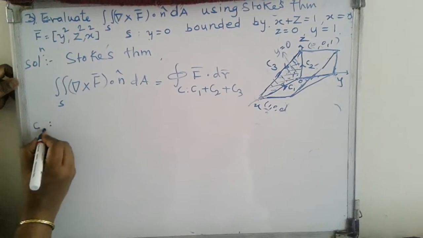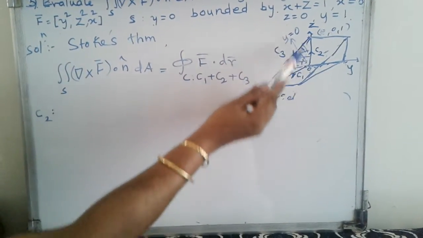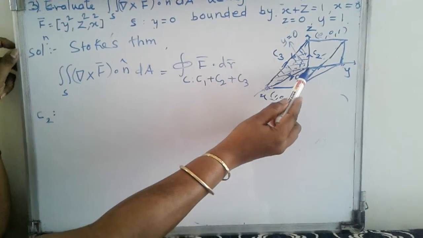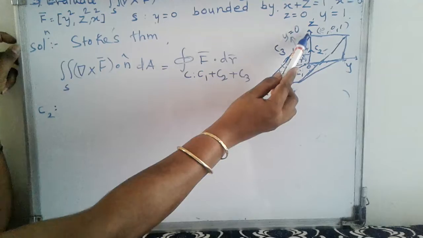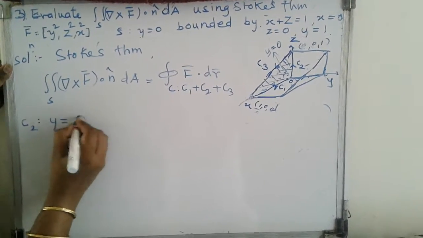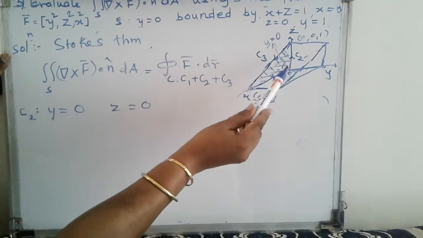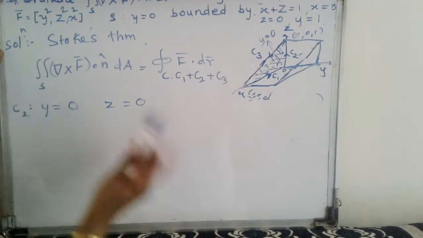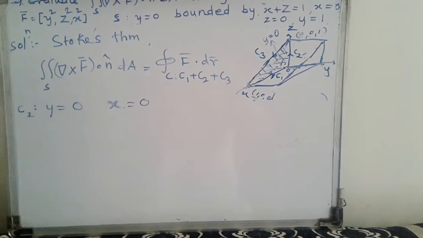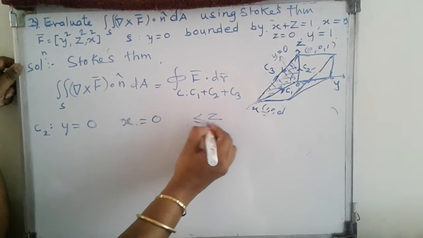Along the path C2. Path C2 is the portion of the z-axis, and you can see this path C2 is from (0, 0, 0) to (0, 0, 1). So the equations of the path C2 are y equal to 0 and x equal to 0, where z is bounded between 0 and 1.